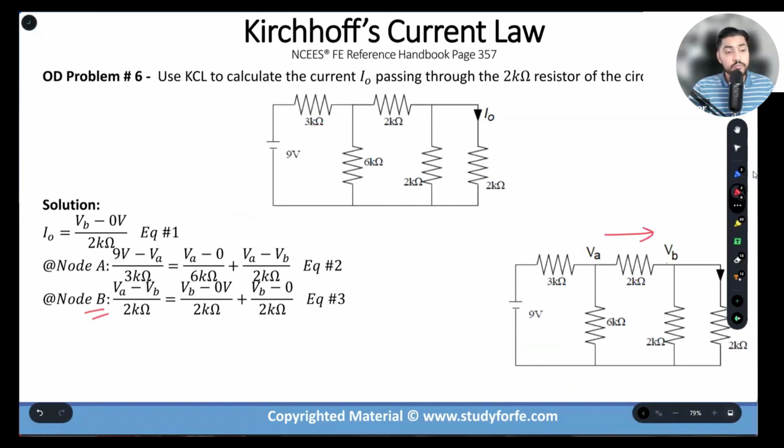This is where the remaining 25% of the mistakes are made. Okay, so at node B, I have to assume, in fact, continue my assumption that current is flowing from A to B. Is that clear, guys?